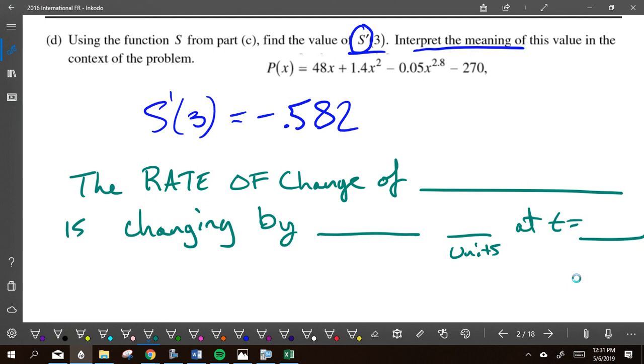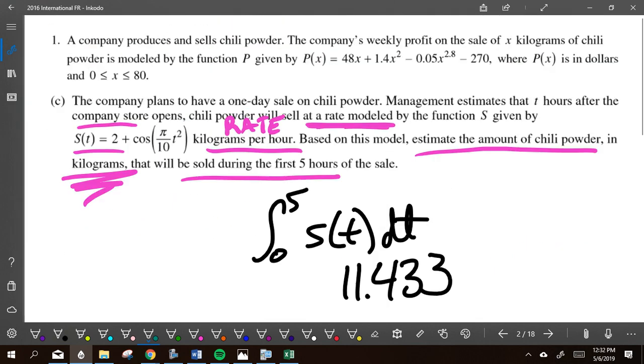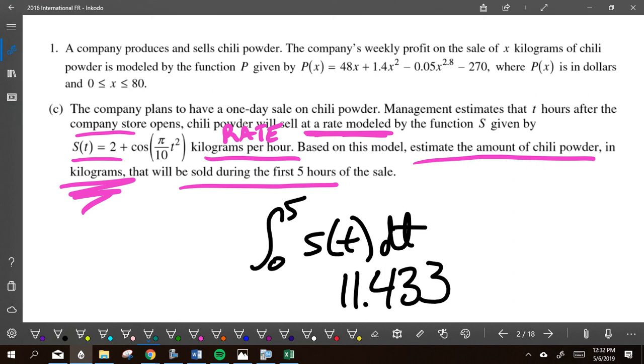A derivative is a rate of change. Okay? It's a rate of change of something. It's changing by this amount at t equals blank. That's what we're trying to figure out. In fact, you don't even need that first part. It's the rate of whatever. Okay? Well, what is it a rate of? It is the rate of S. So let's look up here. What did it say S is? S is the chili powder rate of chili powder sales. Everybody understand that? It is the rate of chili powder sales.